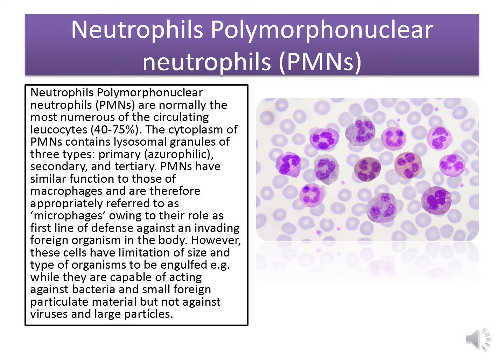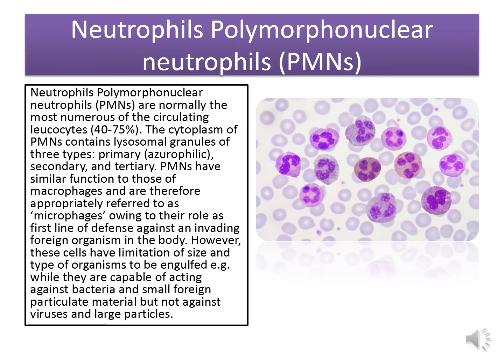Let's go to neutrophils, polymorphonuclear neutrophils. Polymorphonuclear neutrophils are normally the most numerous of the circulating leukocytes, up to 70% of all blood cells. The cytoplasm of such cells contains lysosomal granules of three types: primary, secondary, and tertiary.